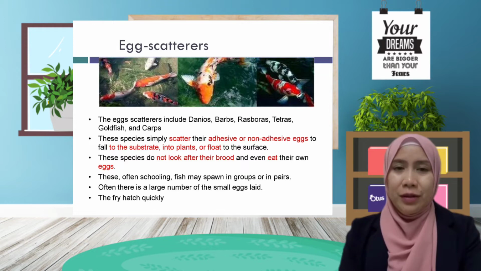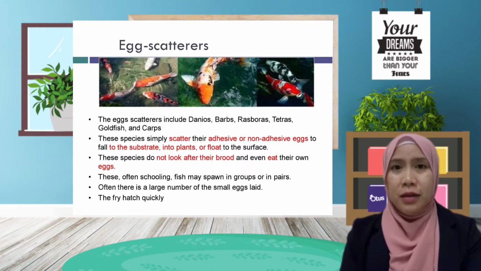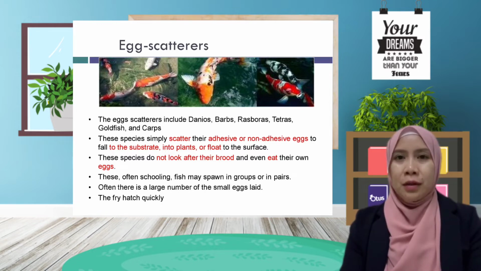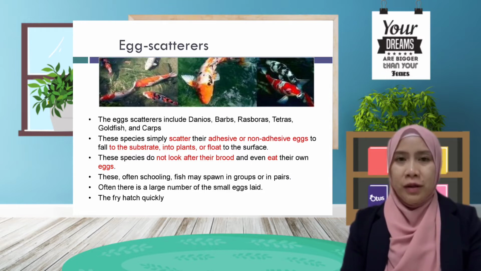The egg scatterers include danios, barbs, rasbora, tetras, goldfish, and carps. These species simply scatter their adhesive or non-adhesive eggs to fall to the substrate, into plants, or float to the surface. These species do not look after their brood and even eat their own eggs. These often schooling fish may spawn in groups or in pairs. Often, there is a large number of small eggs laid.